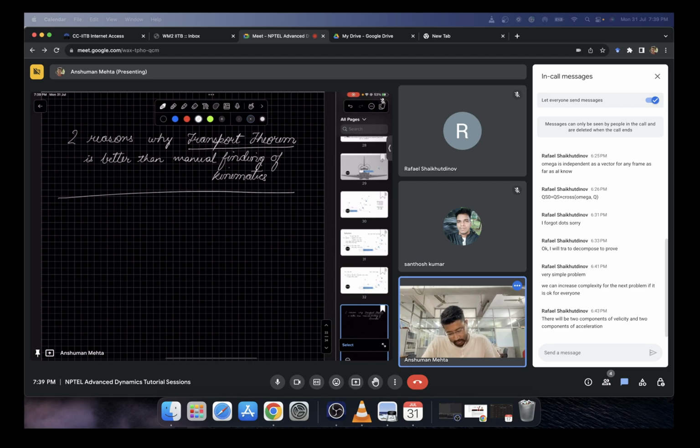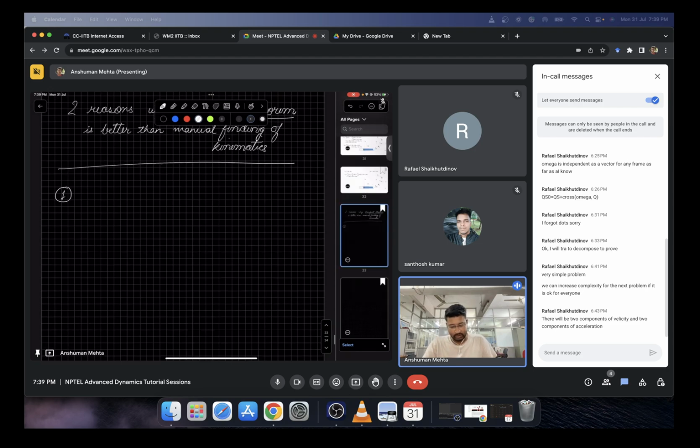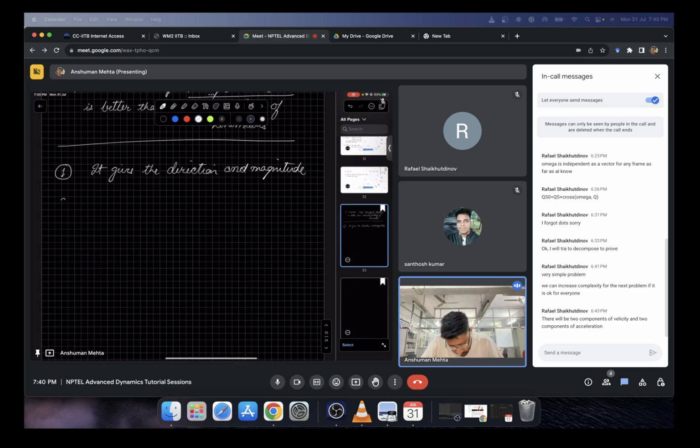Okay, one way is obviously that it gives the direction and the magnitude, and it's a scientific way. Everything is set. If you have set the problem beautifully, you can get each and every part of it.